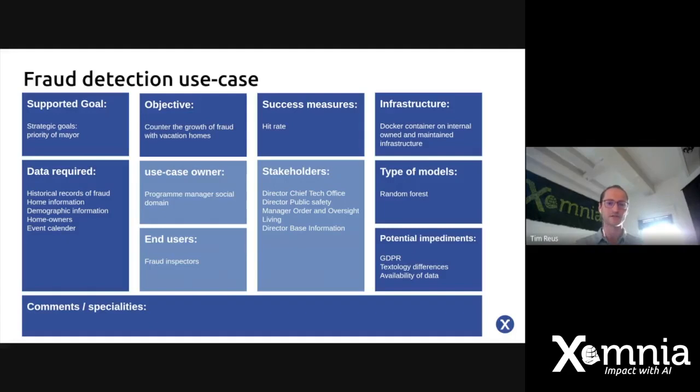And then the middle part, as I mentioned, is the core. You can also see that they've really put in effort. It was a strategic goal, so there were a lot of heavy hitters on board as stakeholders. You see the director of the chief tech office, the director of public safety, the manager of order and oversight of the living department, on and on we go. But the idea here was to have the fraud inspectors use these predictions to actually visit these homes. And that's what they do now. They have a tablet, and there's a priority ranking based on this prediction. So that was really useful.